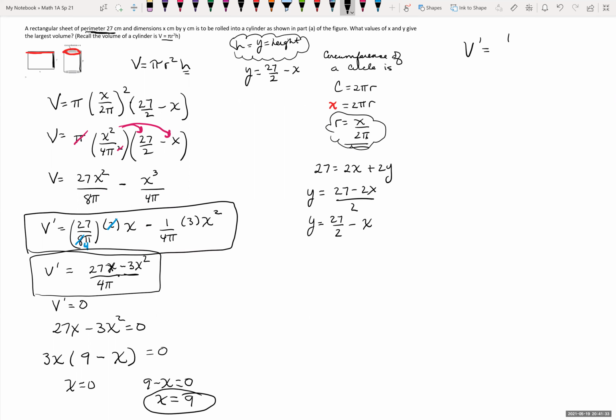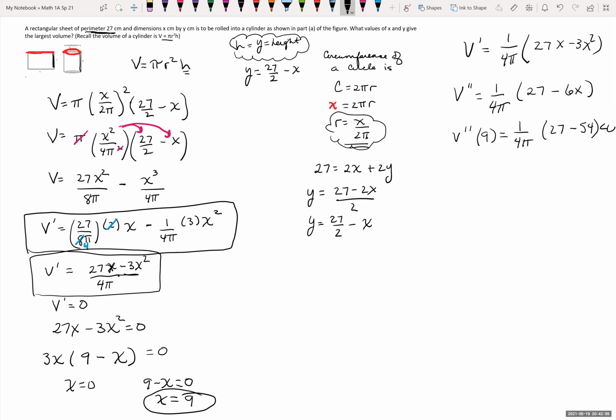You can factor out that 1 over 4 pi if you want. So 27x minus 3x squared. Looking at the derivative, the derivative of 27x is 27, minus the derivative of 3x squared, which is 6x. If we plugged in 9, so 27 minus 6 times 9 is negative 54. This is less than 0, so that makes that concave down, and this is a max.